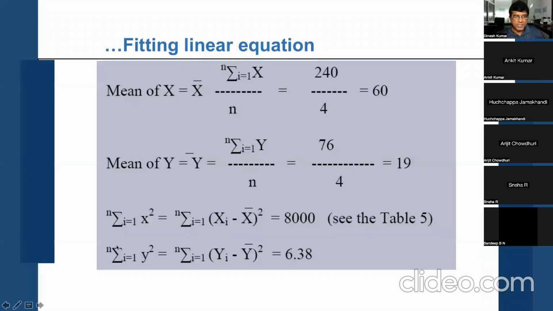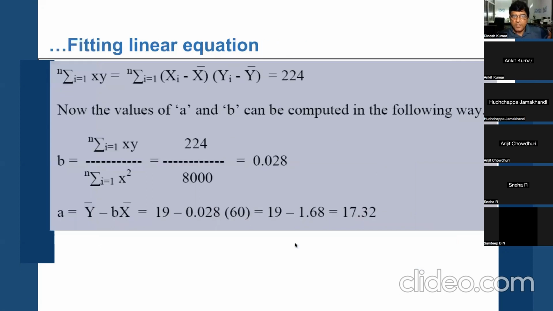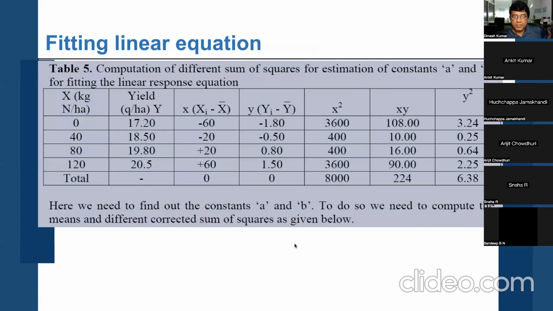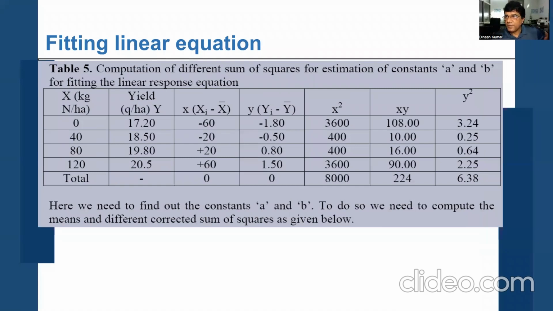Continue. Now you can see summation small x square, and this summation y square is total sum of square, which we found out 6.38. You can see this 6.38 is there. 6.38, and 8000 is summation x square, and 224 is your summation xy.